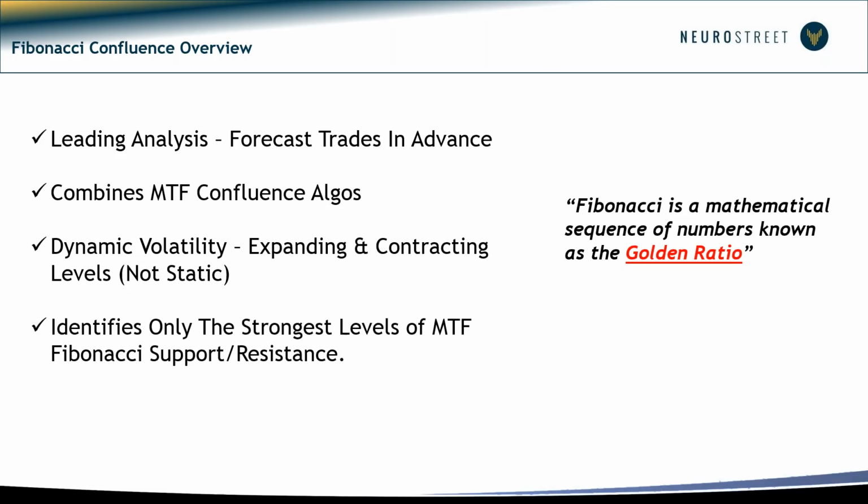And the goal of Fib Confluence is to not plot just one level of Fibonacci. The goal is to take multiple levels and make sure they all line up over multiple time frames to be able to produce a trusted level of trading merit, right?